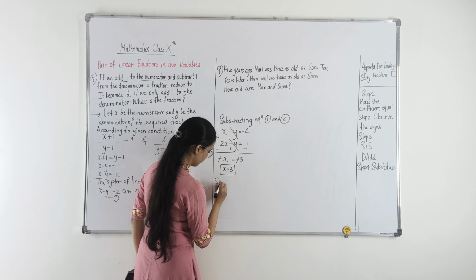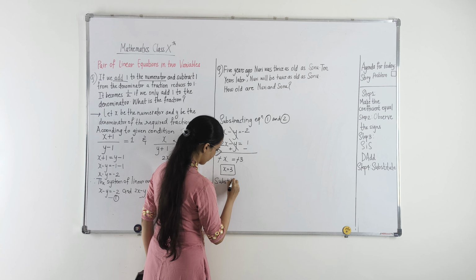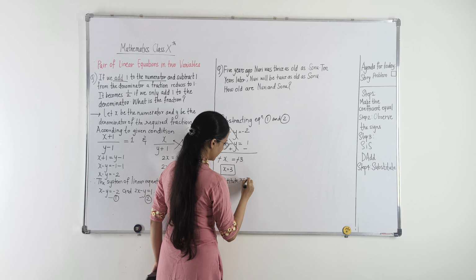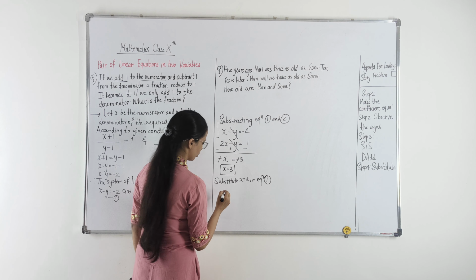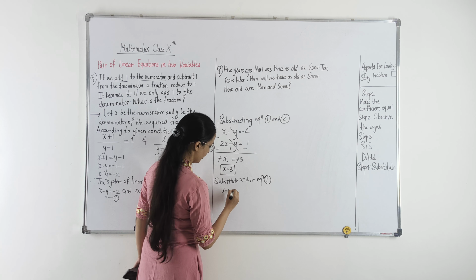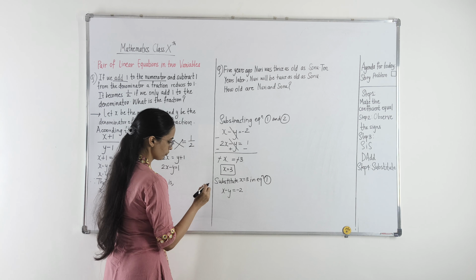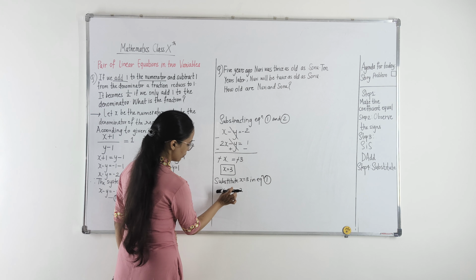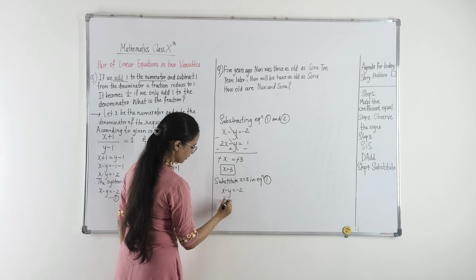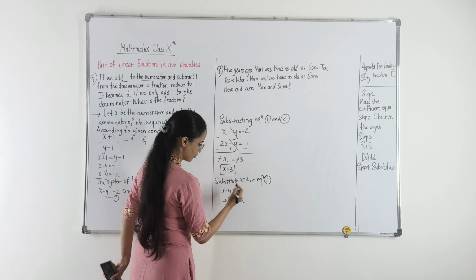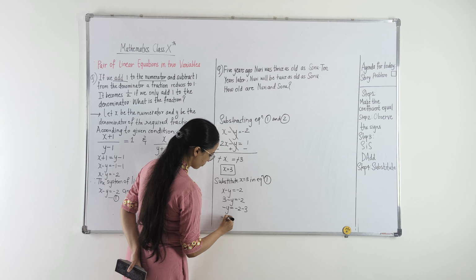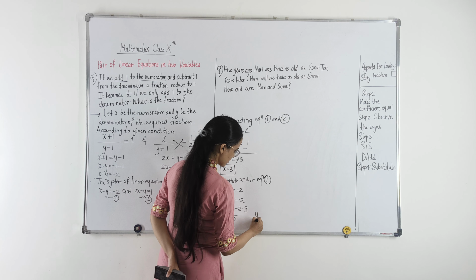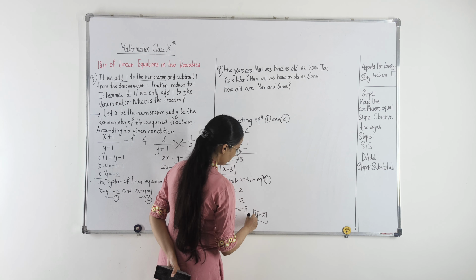So substitute x equals to 3 in equation 1. What do we get? So what is equation 1? X minus y equals to minus 2. So you put x as 3. You have to shift 3 on the other side. So you get minus y as minus 5. Minus and minus gets cancelled, and that is how you get value of y to be equal to 5.